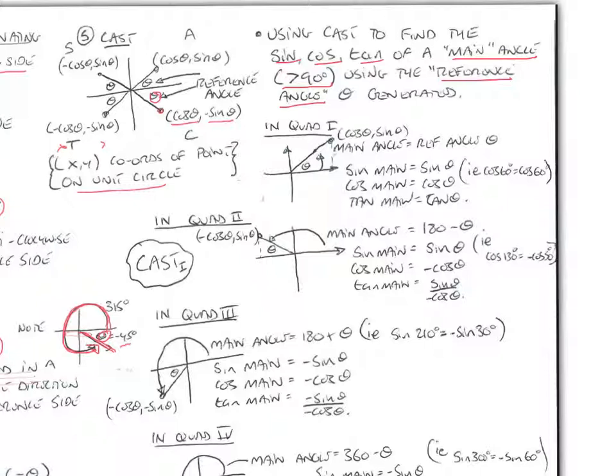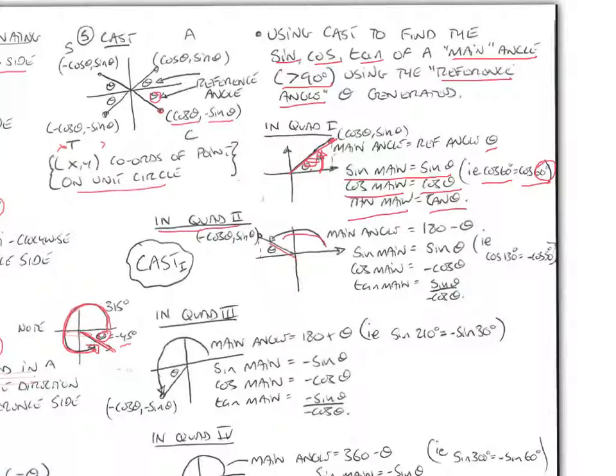So in the first quadrant, if I was to draw a main angle here, that's actually the same as our reference angle theta that's generated. The sine of this main angle is the same as the sine of the reference angle, the cos of the main angle is the same as the cos of the reference angle, and the tan of this main angle is the same as the tan of the reference angle. For example, the cos of 60 degrees, our main angle, is equal to the cos of the reference angle generated, 60 degrees. So it's the same in the first quadrant, but in the second quadrant it gets more interesting.